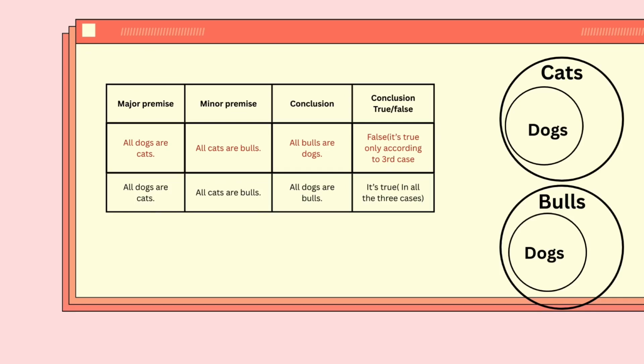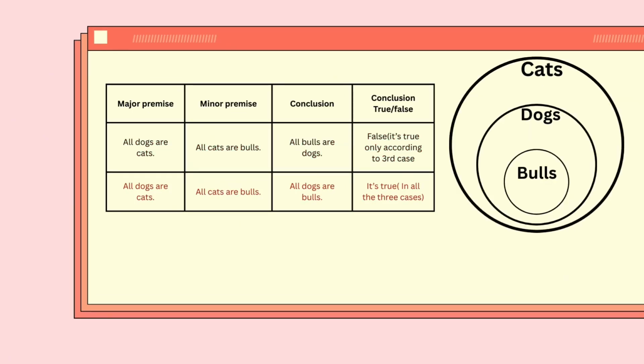So, matik, na tinagal niya yung cats. So, that is wrong. Tayo sa second case. All dogs are cats and all cats are wolves. Yun na yung sinasabi ko.